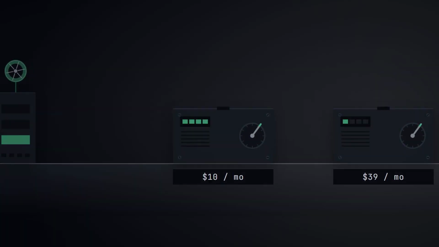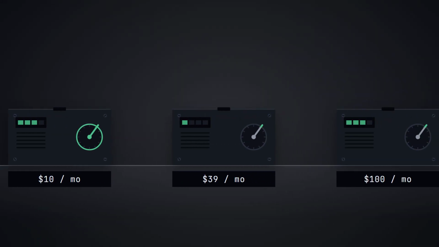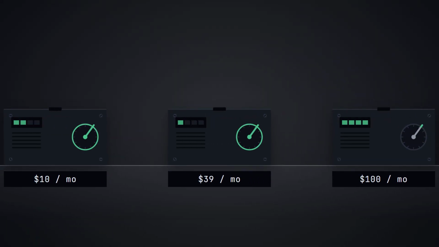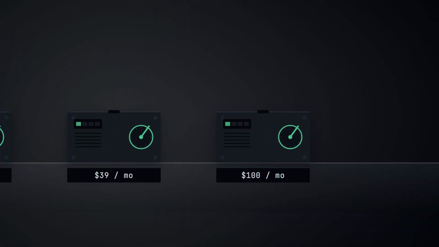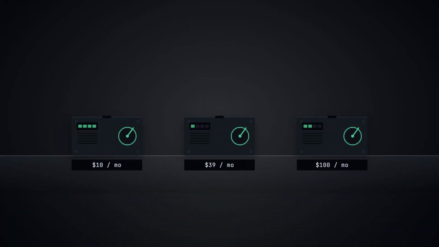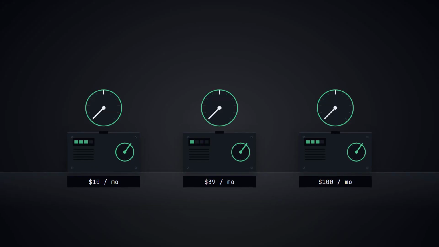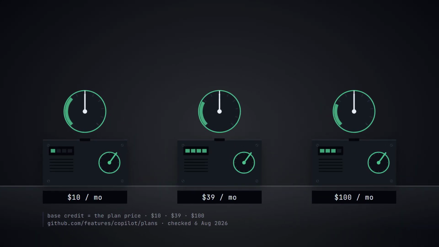Nobody marks up the model itself. GitHub Copilot's published rate card matches Anthropic's own prices line for line, and Anthropic sells its own overage at standard API rates. What differs between these companies is how much they include before the meter starts. Copilot's base credits come to exactly the subscription price, so $10 of credit on the $10 plan and 100 on the 100. On top of that sits a bonus allowance, which GitHub says out loud may change over time.